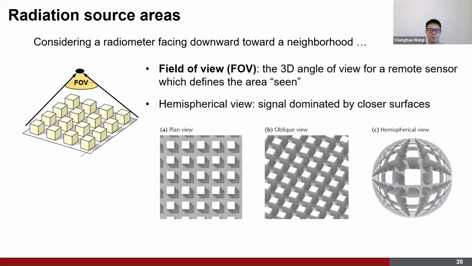So compared with this turbulent source area, the source area of a radiometer is much simpler. If we have a radiometer facing downward toward an urban neighborhood, similar to our bare eyes, the area that is seen by the sensor is more like a hemispherical view. Basically, for elements that are closer to the sensor, we mainly see their horizontal surfaces. While for elements located a bit far away from the sensor, we're seeing these vertical surfaces, just like this oblique view.